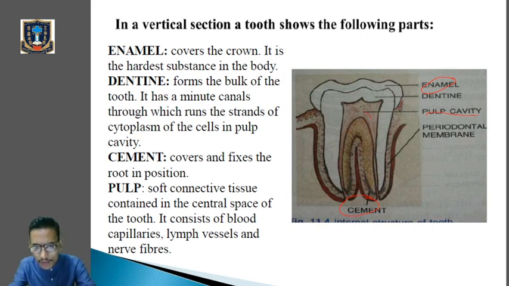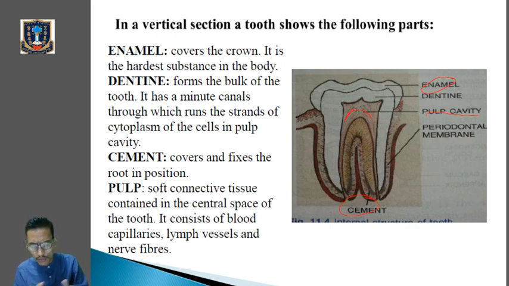The soft part is called the pulp, P-U-L-P, which is mainly composed of soft connective tissue. Whenever the pulp is damaged, we have toothache. This soft connective tissue is contained in the central space of the tooth. It consists of blood capillaries, lymph vessels, and nerve fibers, so we feel toothache whenever the pulp is damaged or infected.